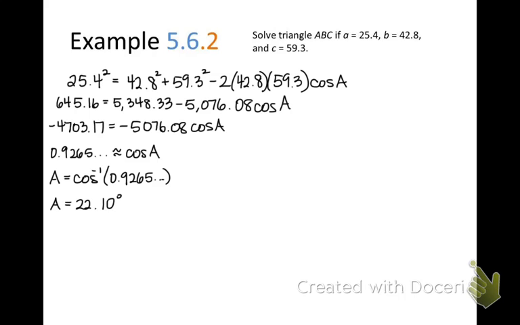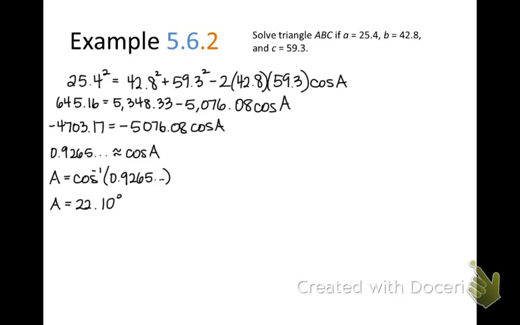Okay, that's only one angle though, right? So I still need to find another angle. There are a couple of different ways that you can do it. You can either do another law of cosines and just swap out which sides you're putting where, right? Or at this point, do I have enough information that I can do law of sines? And is law of sines a little bit easier? Less work, right?